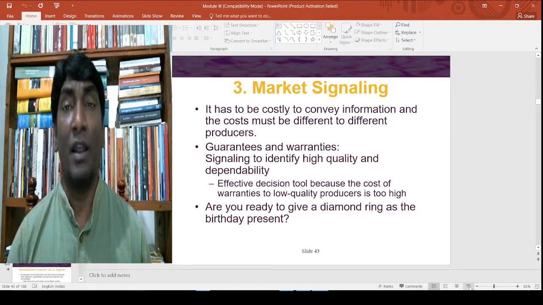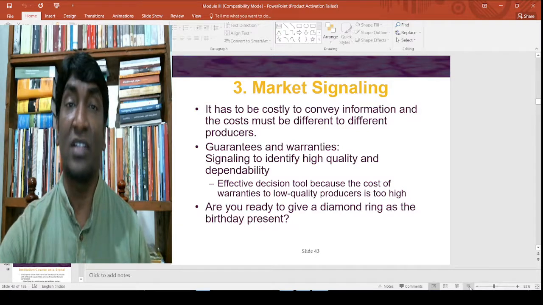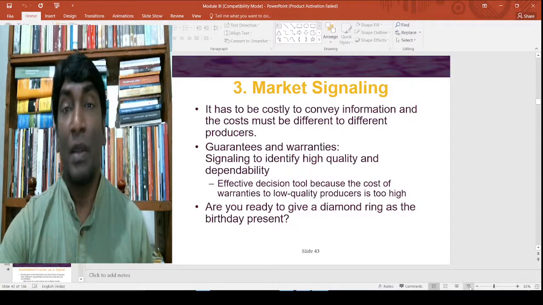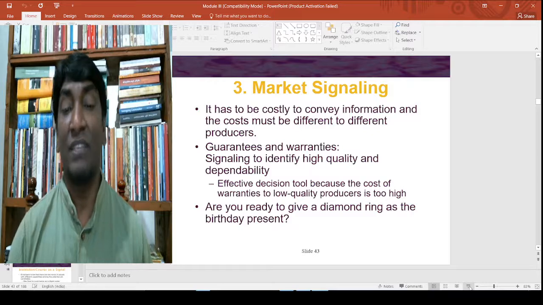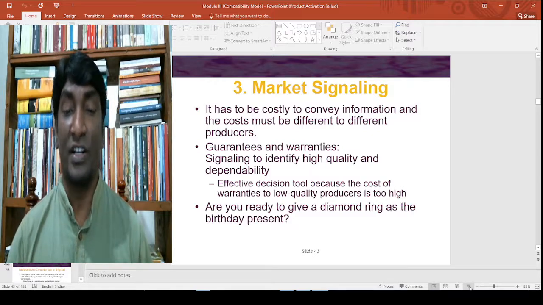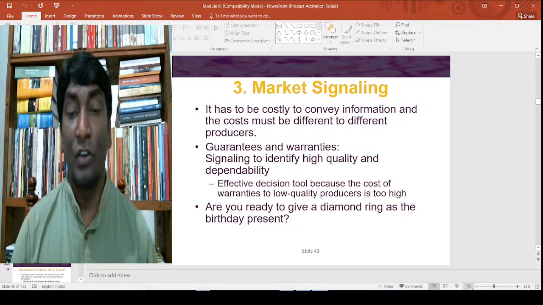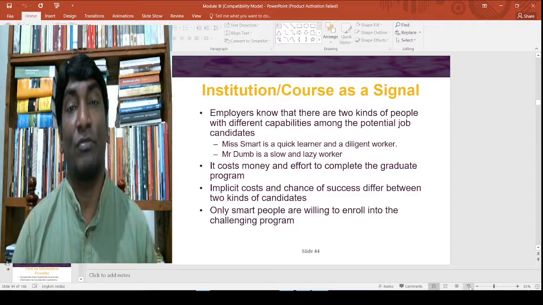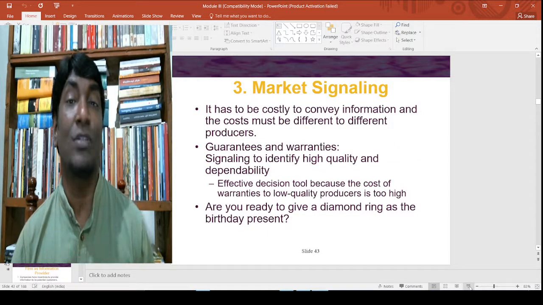But there are good quality commodities where the producer always signals, and that is why brand matters. That is why people go for good quality commodities, because it is all a kind of signaling. So it is an effective decision tool, because the cost of warranty for low quality producers is also high. And are you ready to give a diamond ring as a birthday present? In that sense, this is actually a kind of question somebody can ask someone.